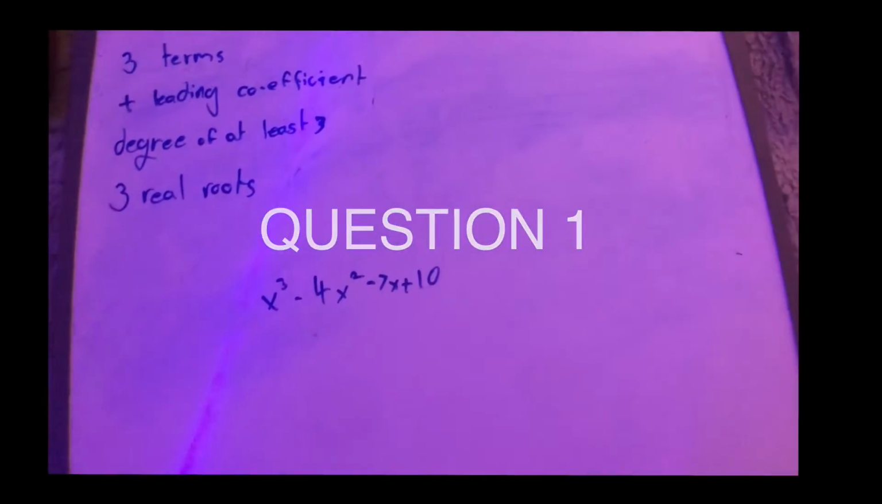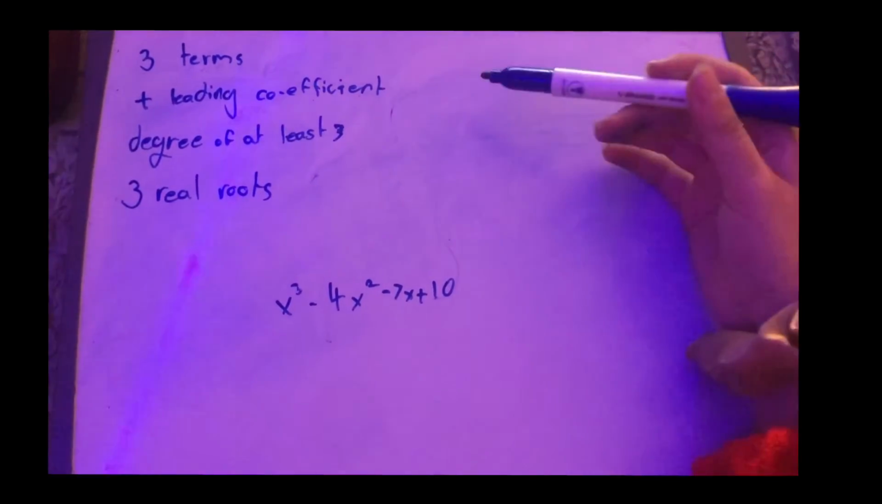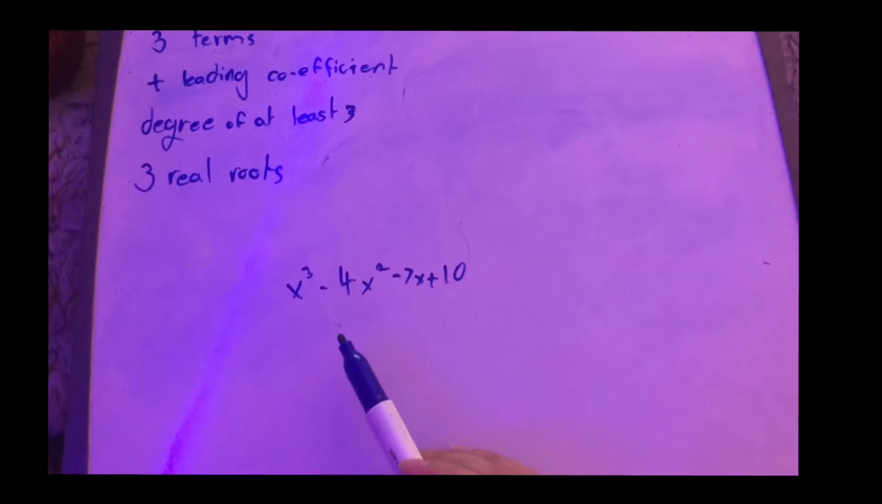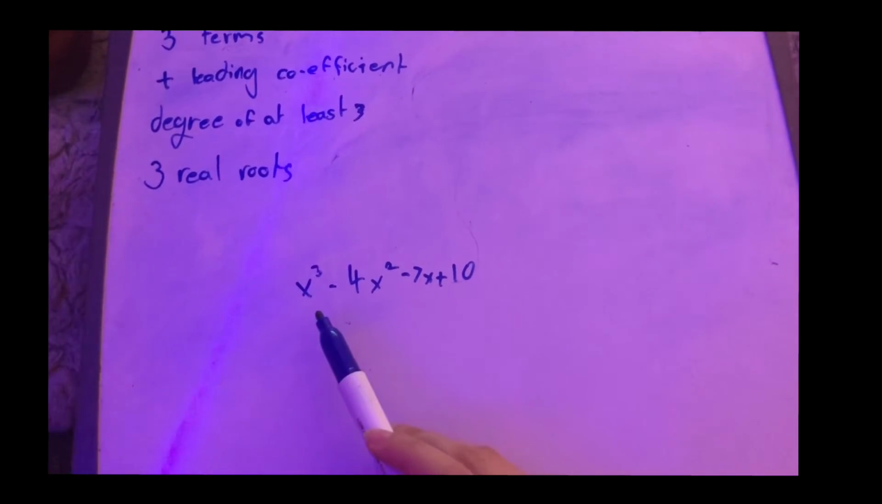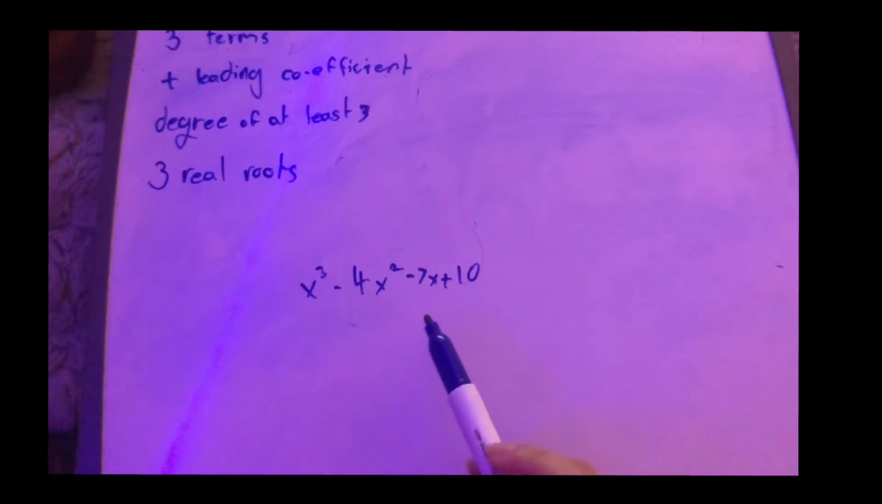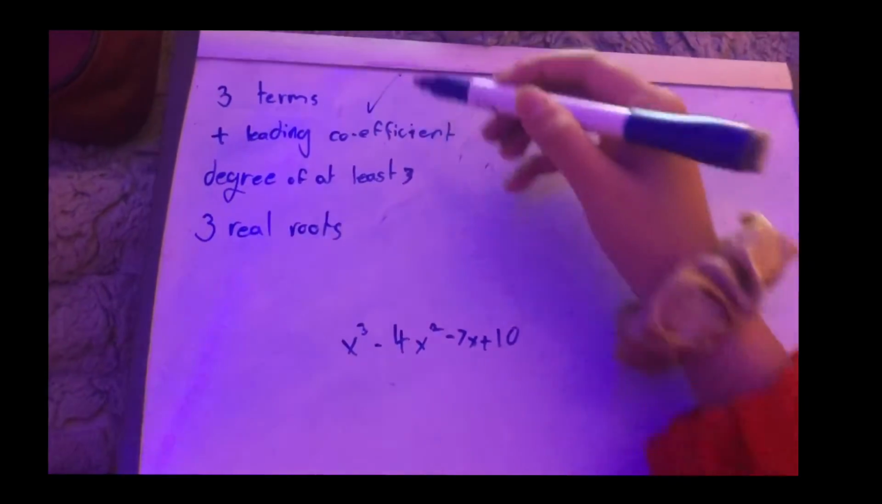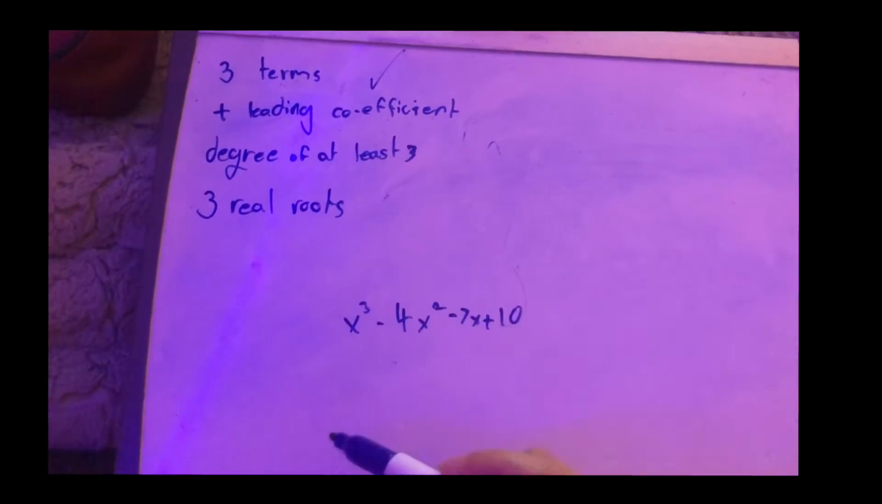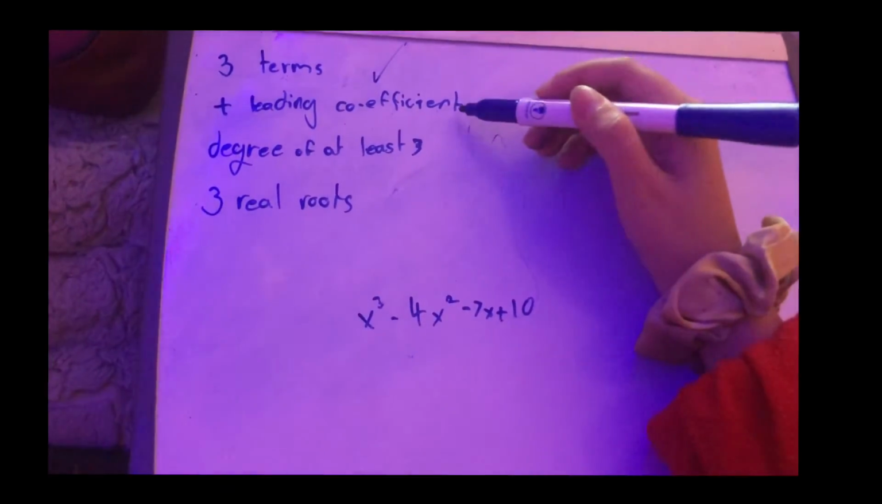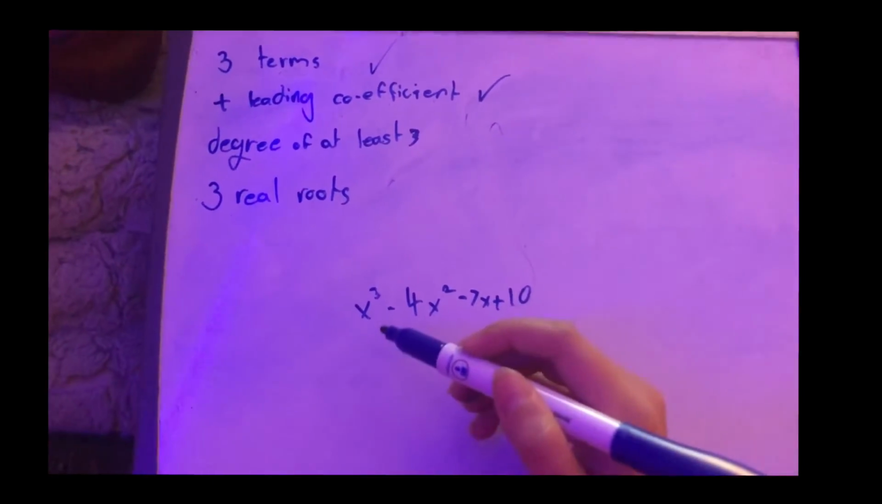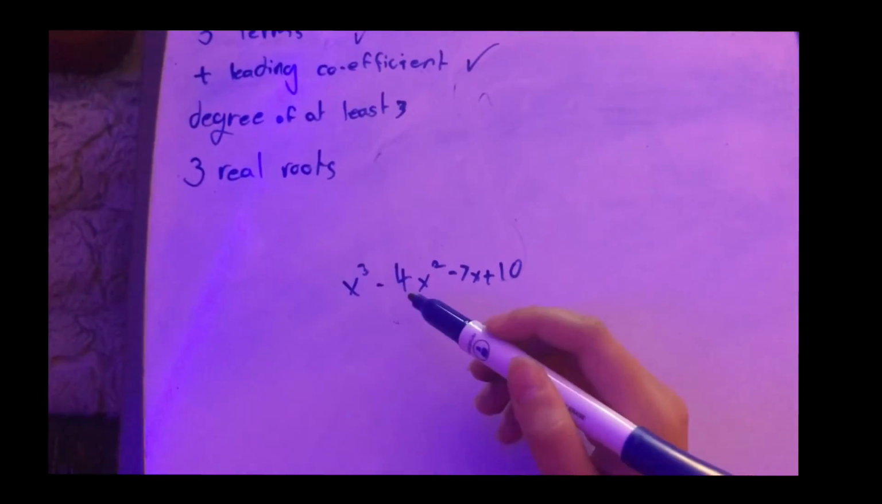So this question requires us to use a polynomial with at least 3 terms. So this polynomial has more than 3 terms because it has the leading coefficient, the second term, the third term, and the constant. So we can check that off. It has a positive leading coefficient of x to the power of 3. It has a degree of at least 3 because the highest degree of this polynomial is 3.